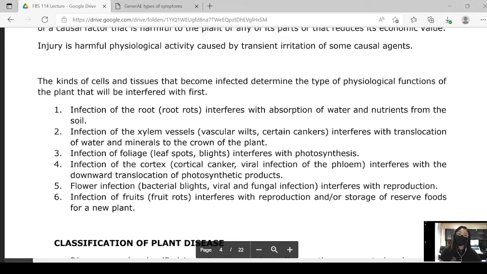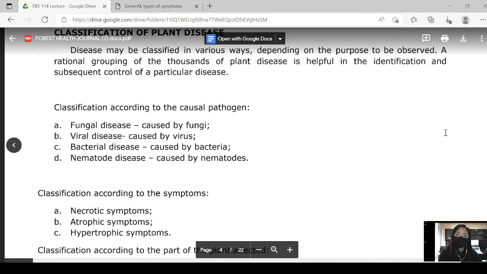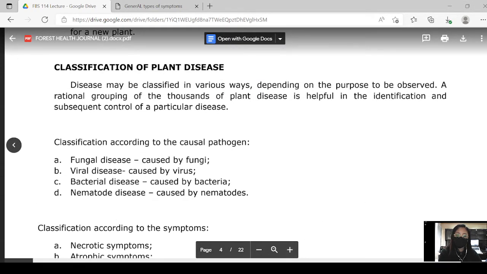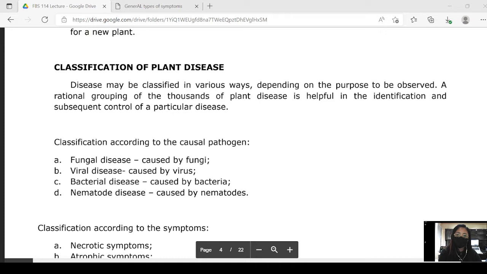So, the fruit is also an example of a reproductive part of the plant, and its role is to store reserve foods, especially during a dormant period. When we say dormant period, it is the period when your plant is inactive. And next, we have classification of plant disease.